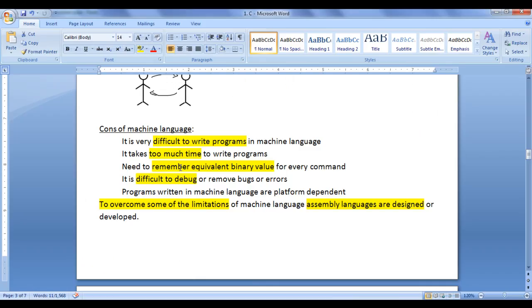It is difficult to remember the binary equivalents of every command. We need to remember all those binary equivalents. Then only can we write the machine code.